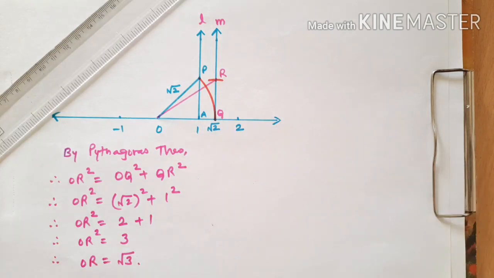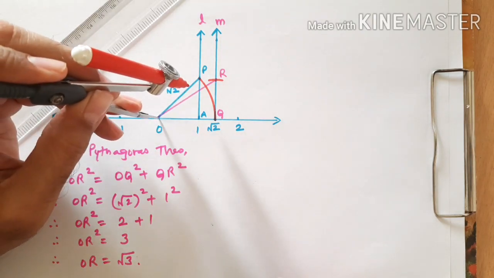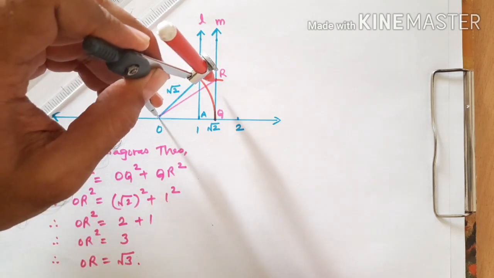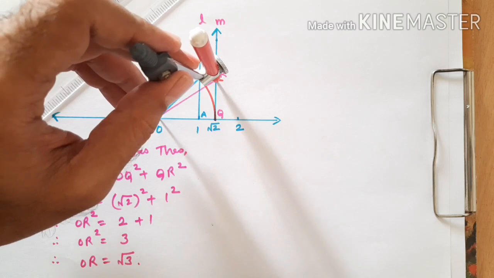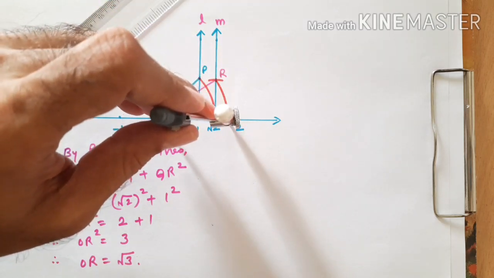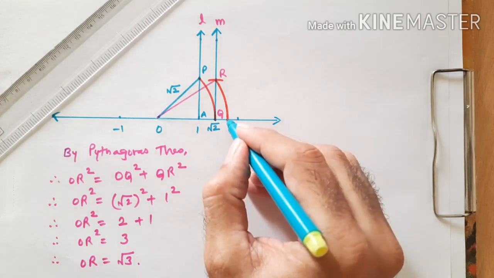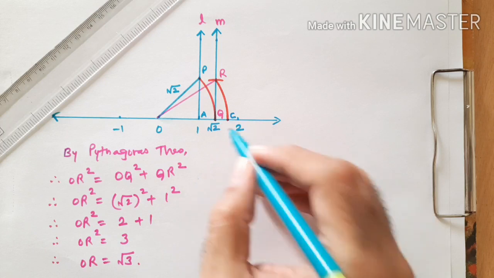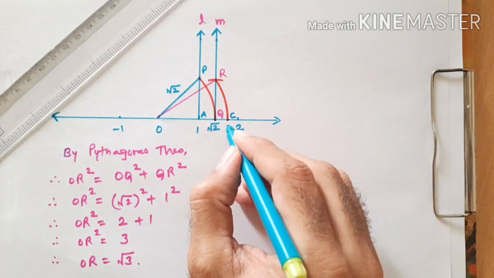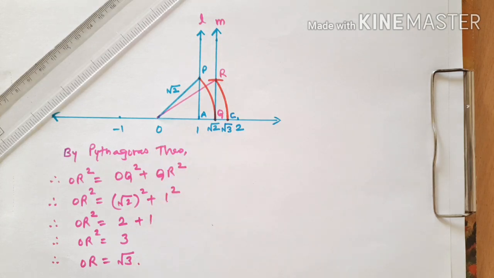We have to show root 3 on the number line. So taking point O as a center, and radius equal to hypotenuse OR, we will draw an arc. We will mark this point as point C. This point C shows the number root 3 on this number line.